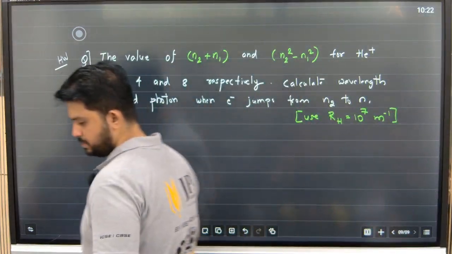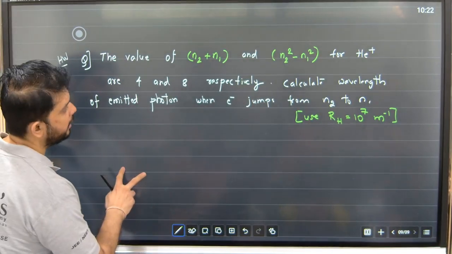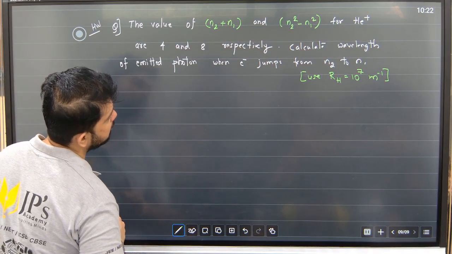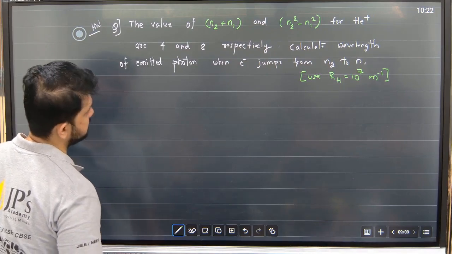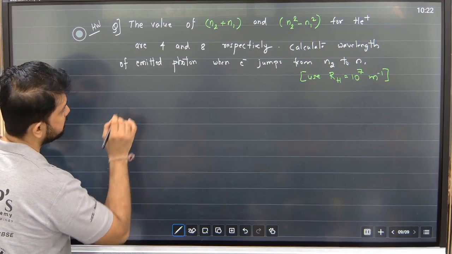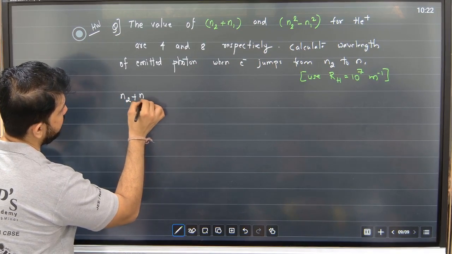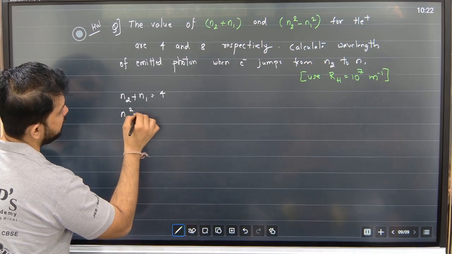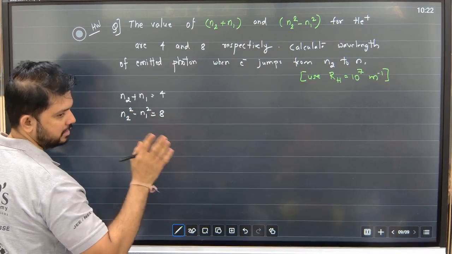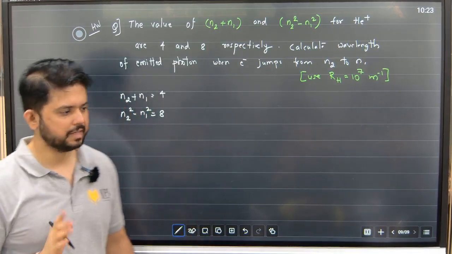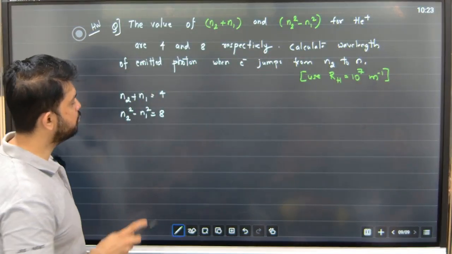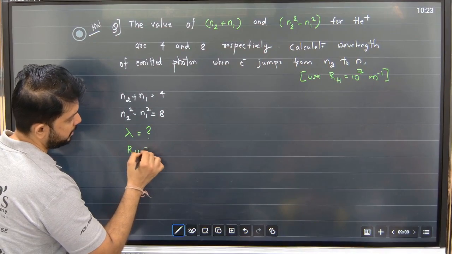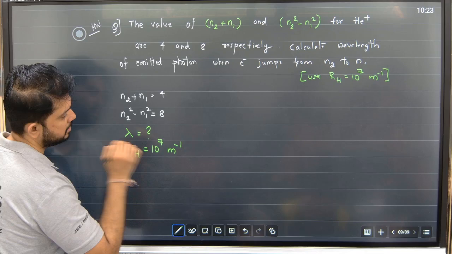One homework question. Let's understand this. We'll also write the hint for this. The value of n2 plus n1 and n2 square minus n1 square for He plus are 4 and 8 respectively. So n2 plus n1 is 4 and n2 square minus n1 square is 8. They are not directly given as n1 and n2, but we can find them. Calculate the wavelength of the emitted photon. So we have to calculate lambda. And they are saying use RH as 10 raised to 7 meters inverse.